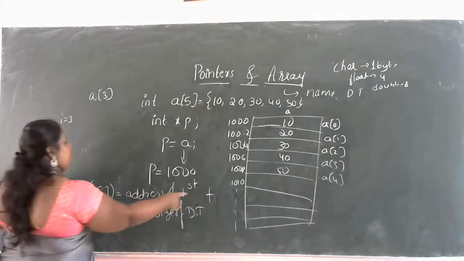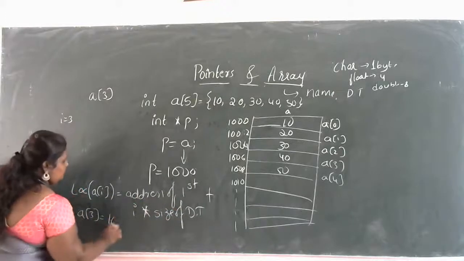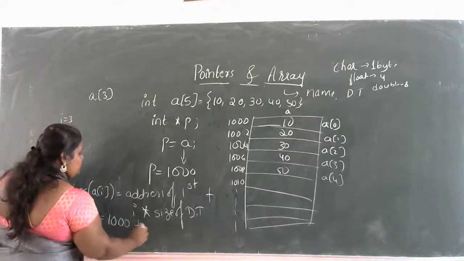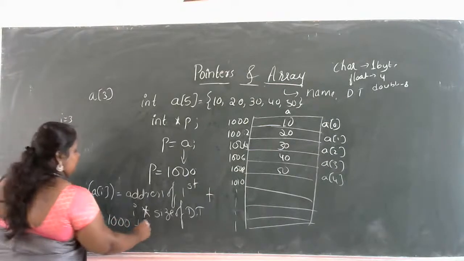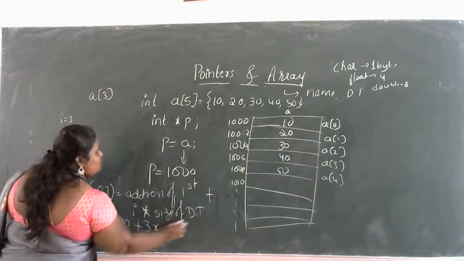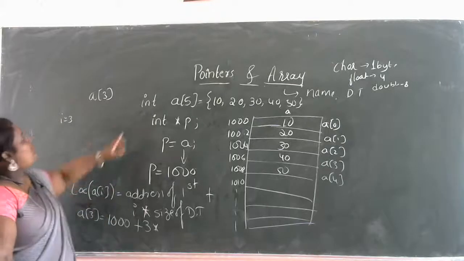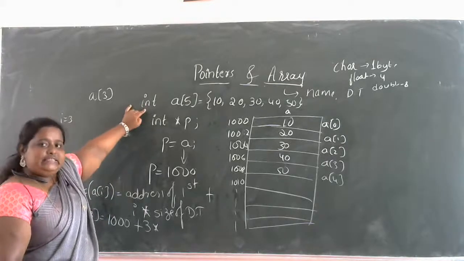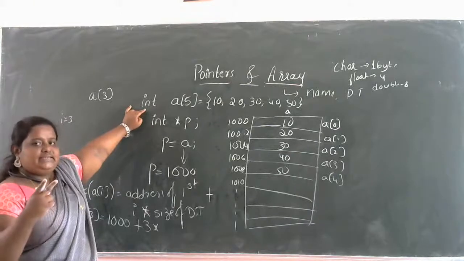What is the address of your first element? That is 1000 plus, what is the value of I? That is 3, into size of data type used. What type of data type is used here? Integer. Integer size is 2 bytes.